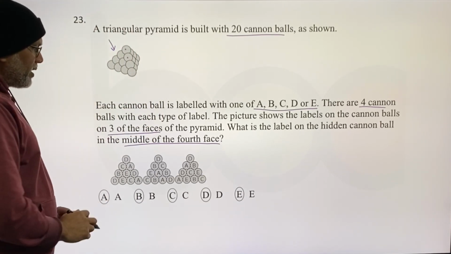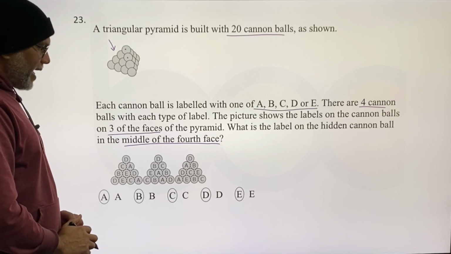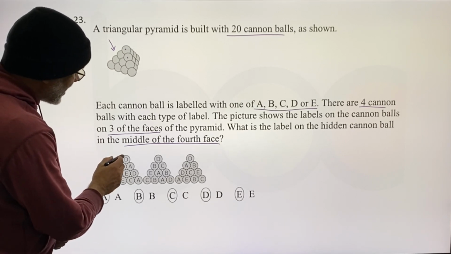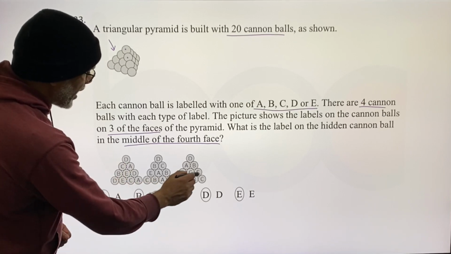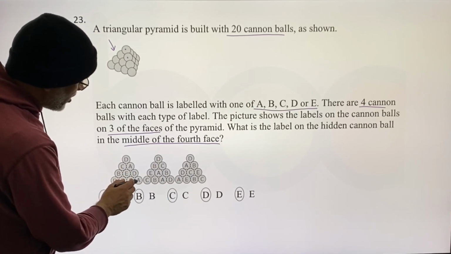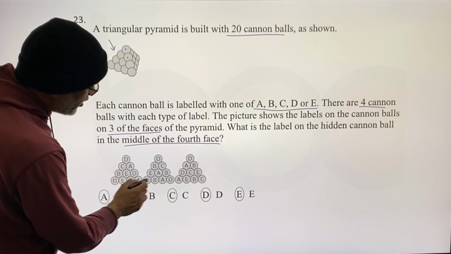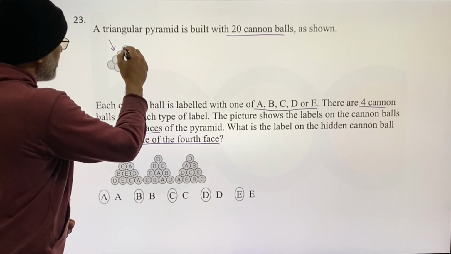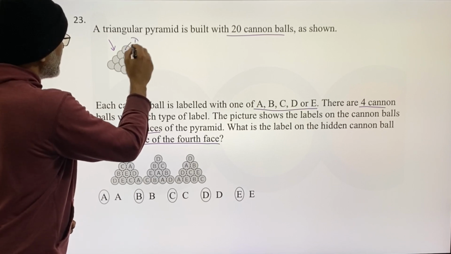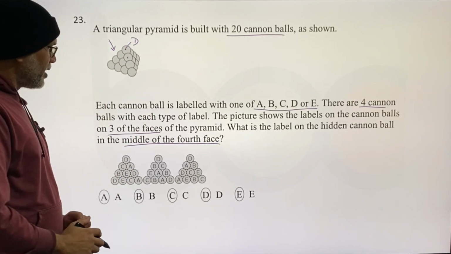Now, which ball is that? I can see that D appears 3 times. There is no other letter that appears 3 times at the tip. A appears 2 times, but not 3 times, right? So this must be D. That must be D, right?